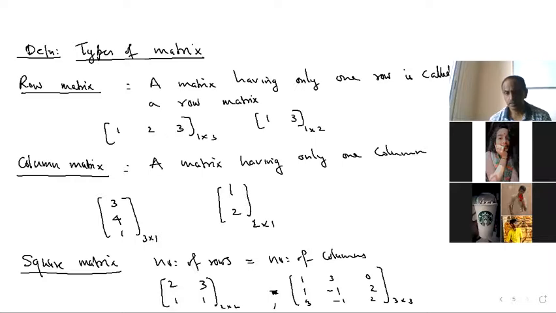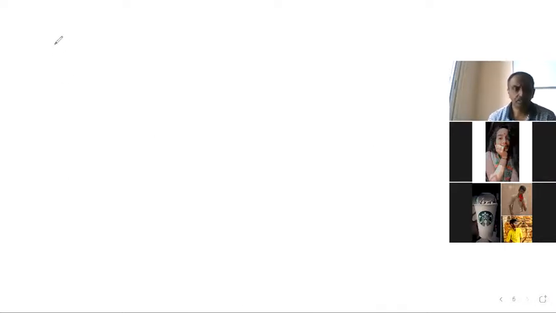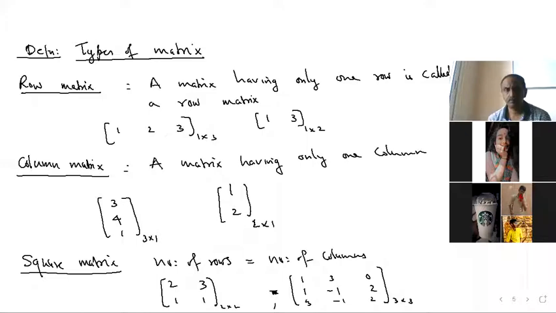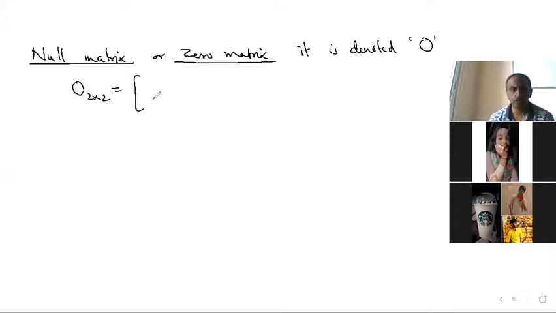Row, column, square matrix. Now we come to types based on the elements. First thing is null matrix, or zero matrix. It is denoted by letter O, or zero, whatever you feel. O 2 by 2 means, yeah, Nandana wants the previous page, okay. Zero matrix, all elements are zeros. O 3 by 3 means all elements are zeros.